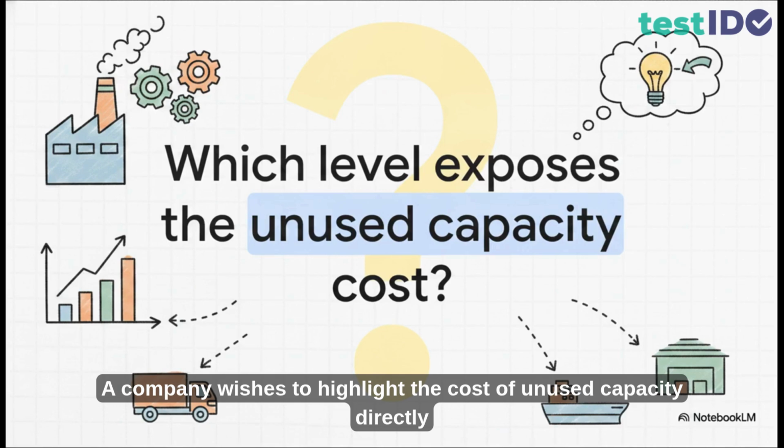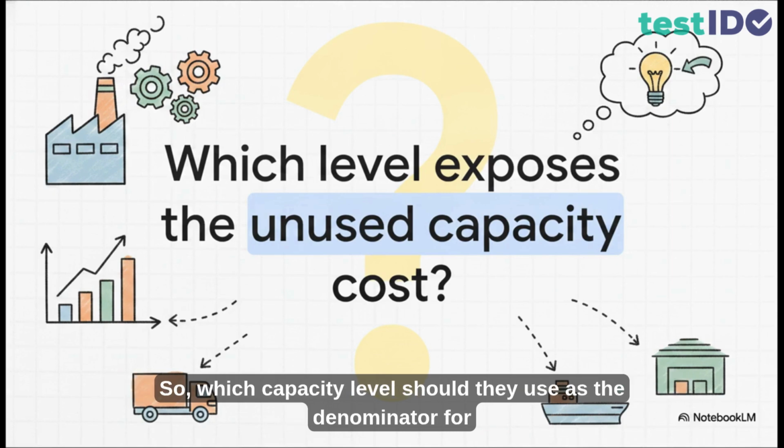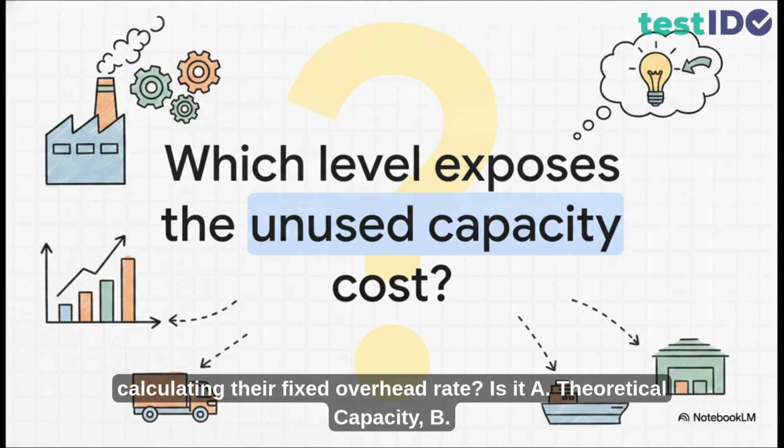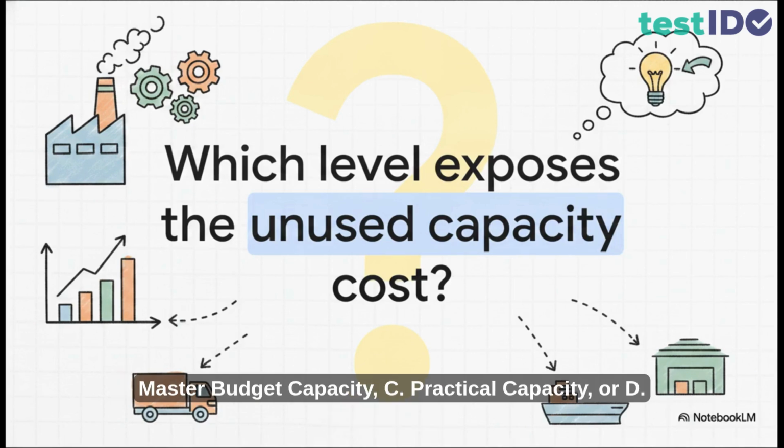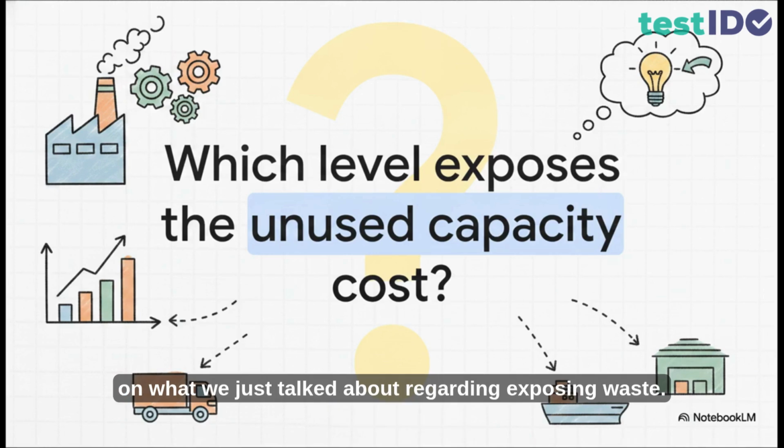A company wishes to highlight the cost of unused capacity directly on their internal management reports to motivate managers to find new business. So, which capacity level should they use as the denominator for calculating their fixed overhead rate? Is it A, theoretical capacity, B, master budget capacity, C, practical capacity, or D, normal capacity? Take a quick second to lock in your answer based on what we just talked about regarding exposing waste.